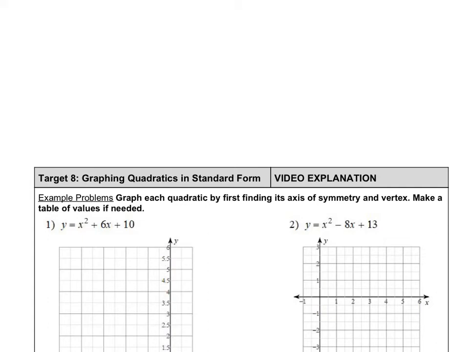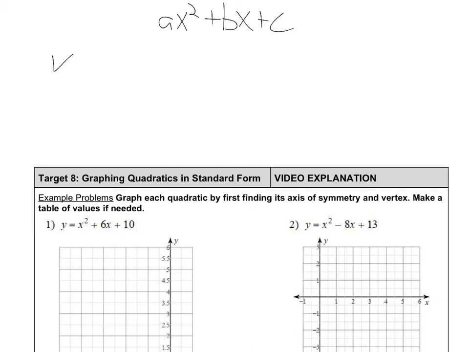In this video we are going to be talking about how to graph quadratic functions written in standard form. Standard form for quadratics is ax squared plus bx plus c. That is referred to as standard form. Now when we graph this, we care about two main pieces.